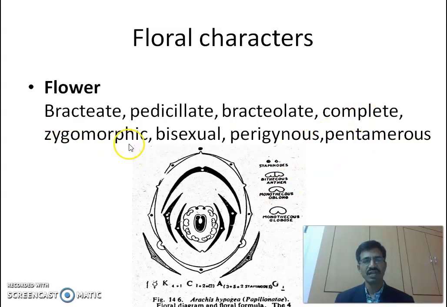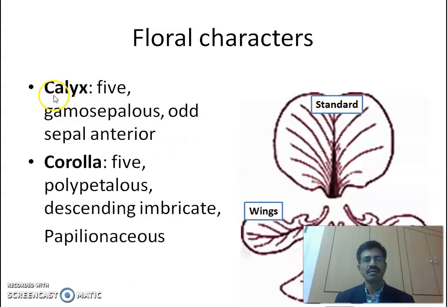And zygomorphic flower. So due to the papilionaceous corolla, it shows the zygomorphic symmetry. And bisexual flower, both the androecium and gynoecium are present, and perigynous flowers are present. Since it belongs to Caliciflorae, it shows the perigynous flower, and also pentamerous condition is observed. And calyx, in the calyx there are 5 sepals, and they show the gamosepalous condition, and odd sepal is located at the anterior side.